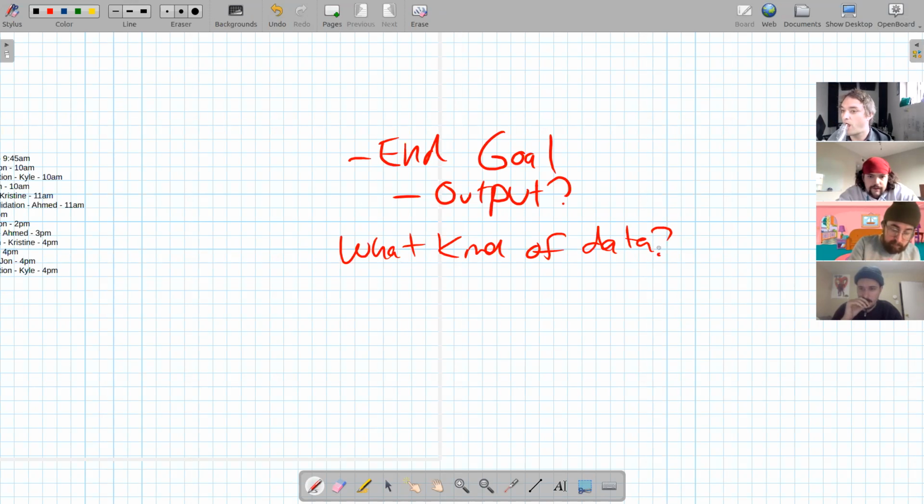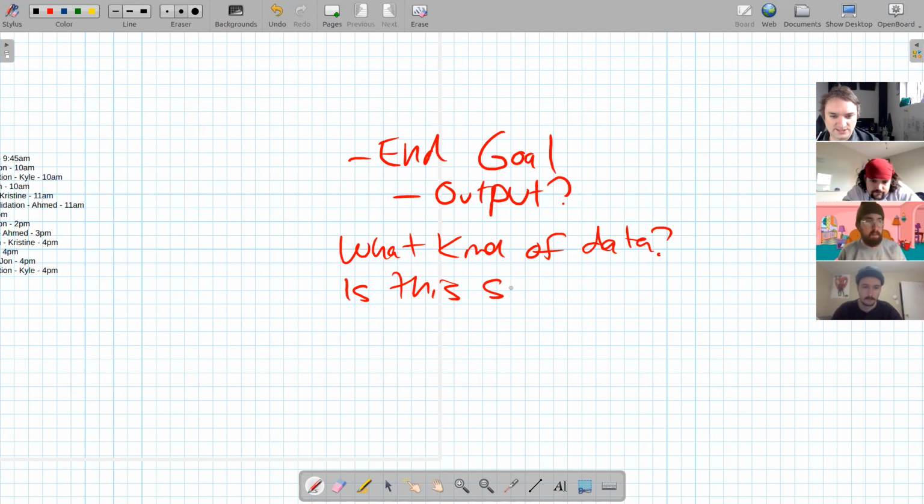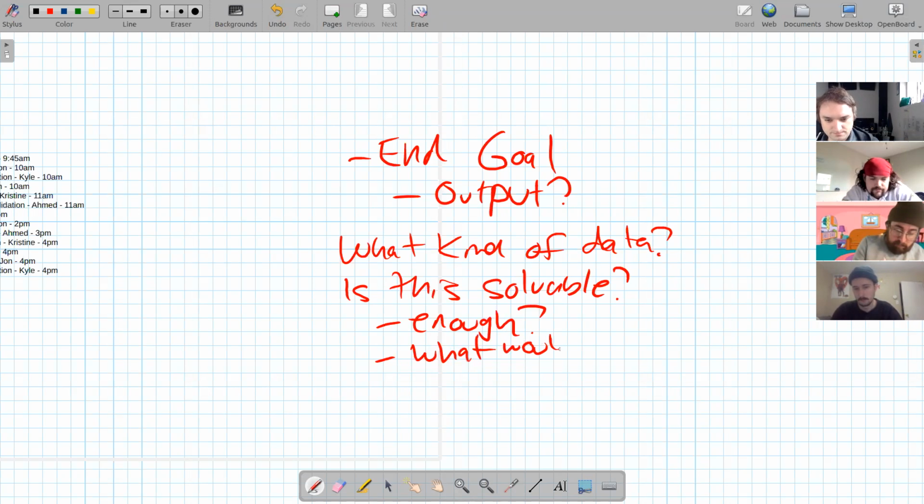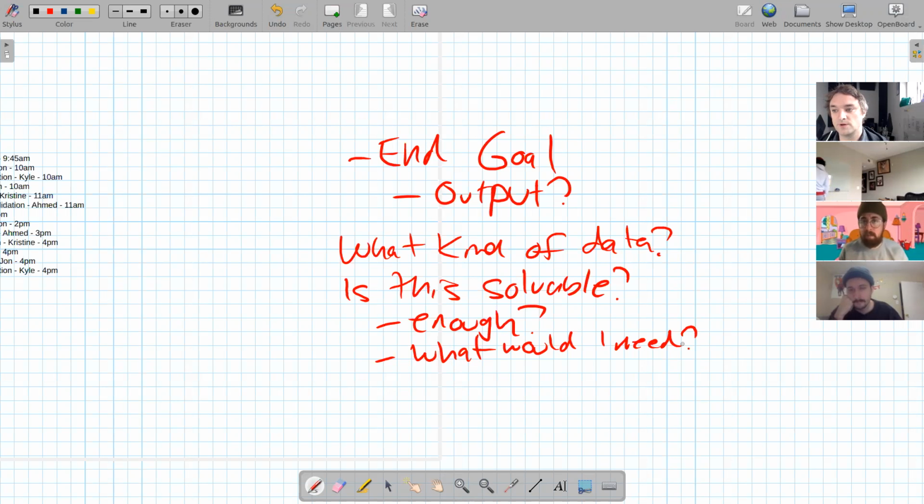What else helps us understand the problem? We can also ask ourselves, is there enough information to enable us to find a solution? Is this solvable? Do I have enough? What would I need? Is the thing that I would need to make this solvable, do I have that? Could I get it? How hard would it be to get? Those are all questions you might ask yourself in here.